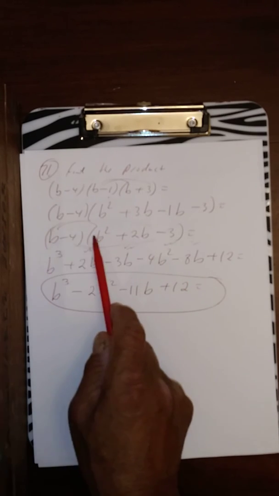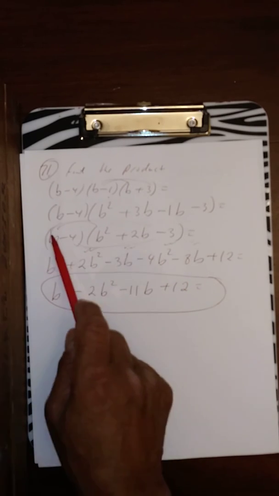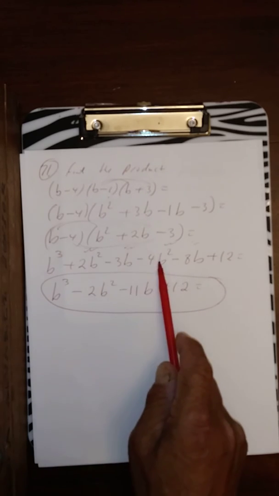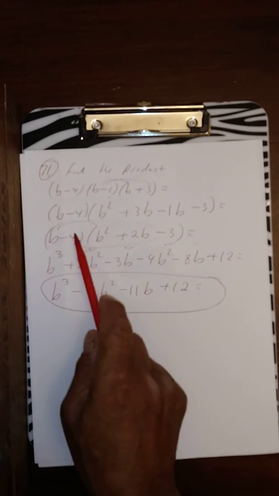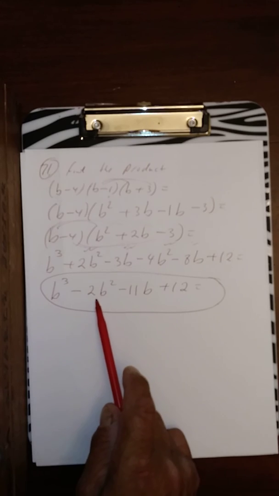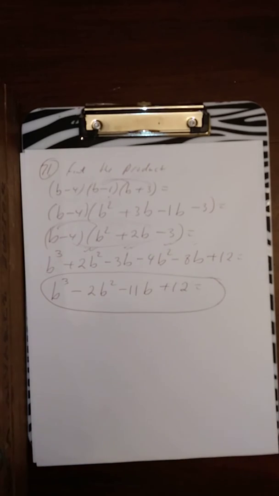Now this one, b times that is b cubed, b times that, 2b squared, times that, minus 3b. Negative 4 times that, negative 4 times that one, and negative 4 times last is that. So we have b cubed, negative 2b squared, minus 11b, plus 12.